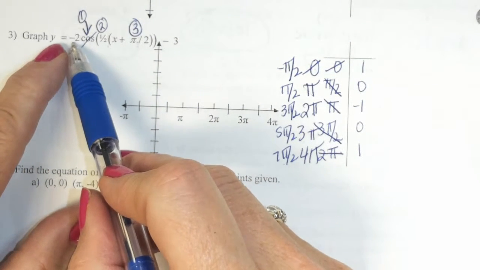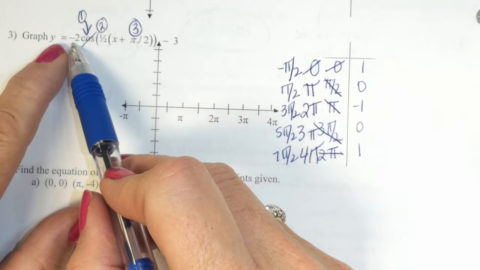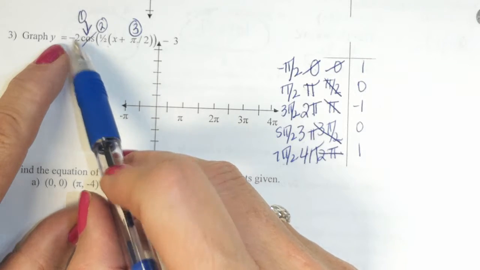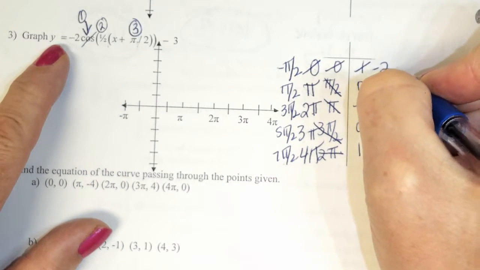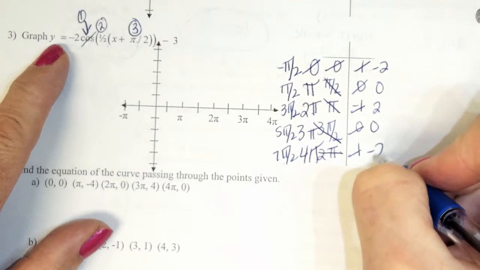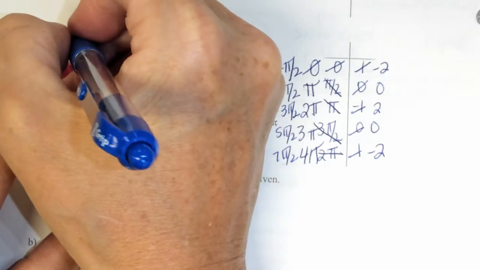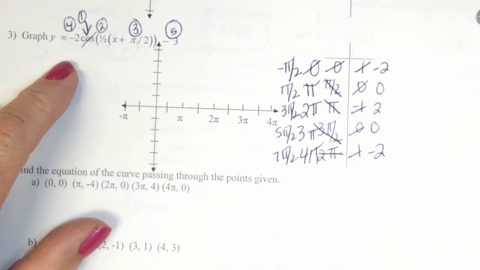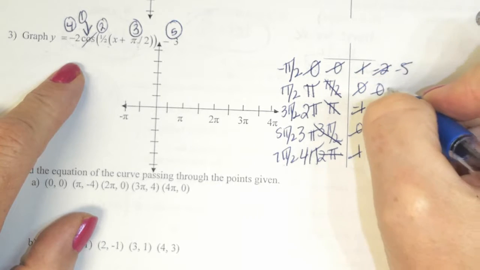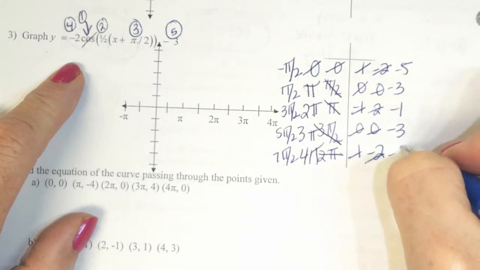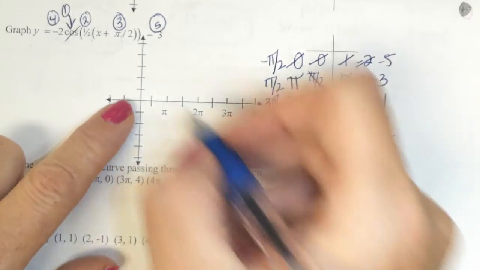Now, what does this negative 2 do to our graph? All of the y values, right? This is a multiplier for the y's. So all these y's get multiplied by negative 2. So I took care of that. Fourth. And then lastly, this. What does that do to everything? Down 3. And now we can graph it.